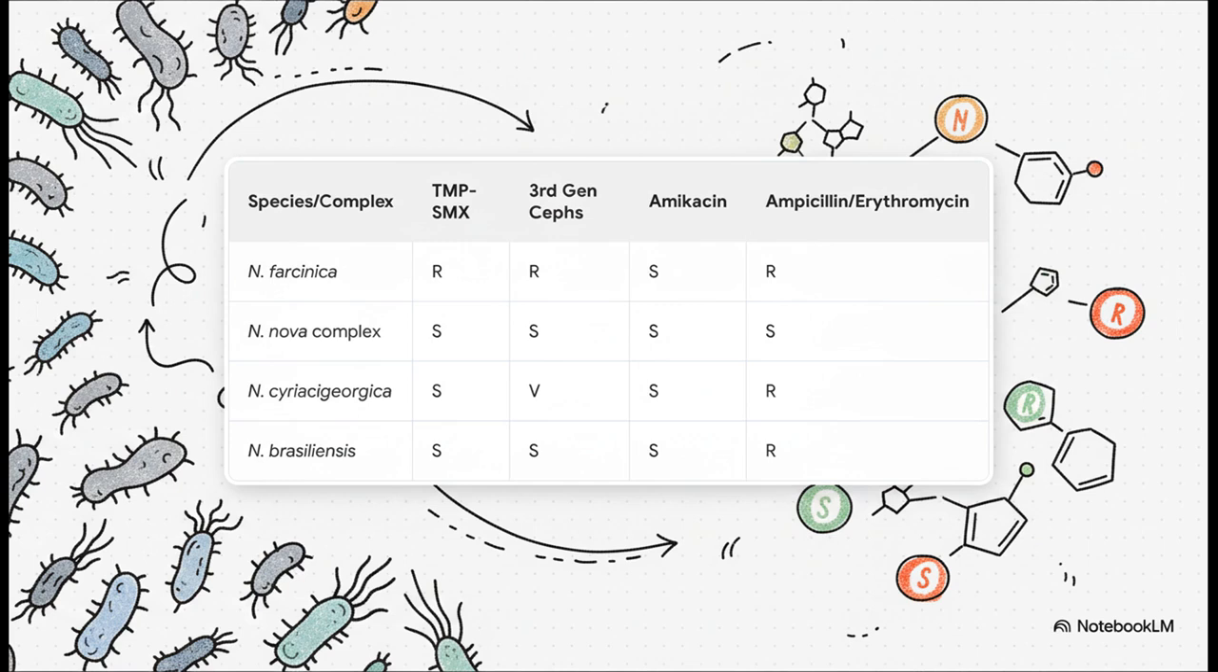This is the payoff. Just look at Nocardia farcinica. The second you identify it, you can tell the clinical team that it's likely resistant to both trimethoprim-sulfamethoxazole and third-generation cephalosporins, two super common empiric choices. Now contrast that with the Nocardia nova complex, which is usually susceptible to a much broader range of drugs. This isn't just data. This is actionable intelligence.